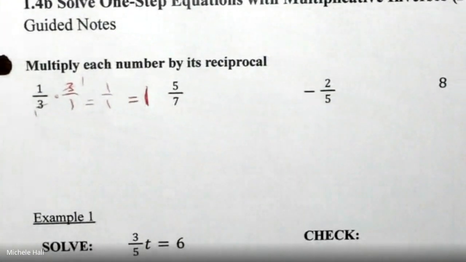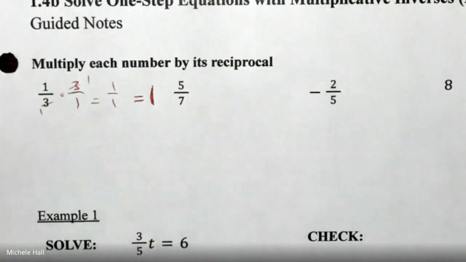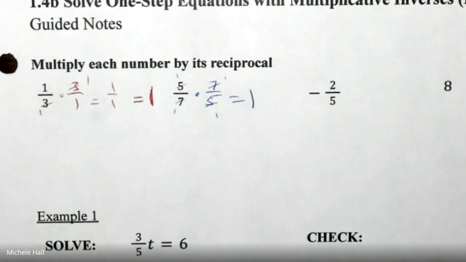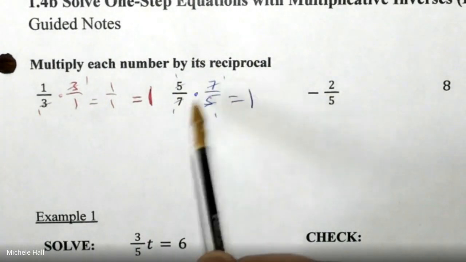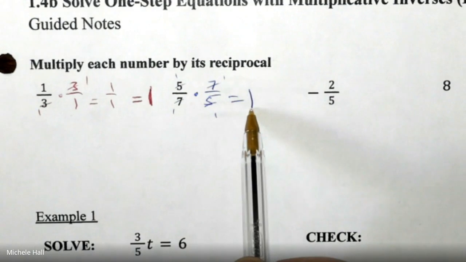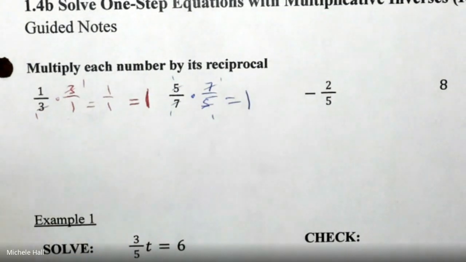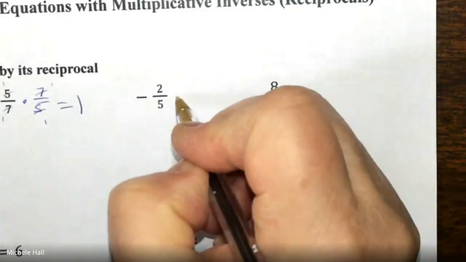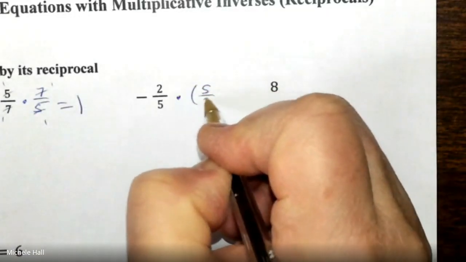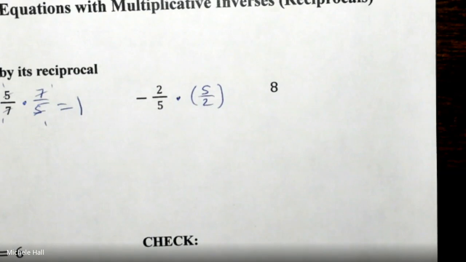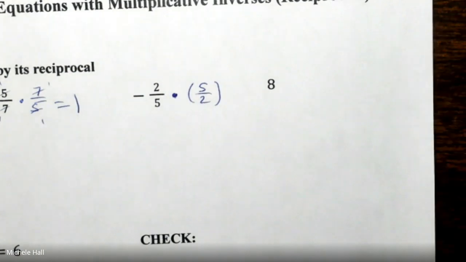Do 5/7. Multiply 5/7 by its reciprocal. Notice if I just multiplied 5 times 7, I'd get 35/35, which equals 1. What's the reciprocal of -2/5? Let's try it. Multiply by 5/2. What do you get for an answer when you multiply by 5/2? Do we get 1? What do we get? We get -1. Remember, when you multiply by the reciprocal, you are supposed to get a 1.